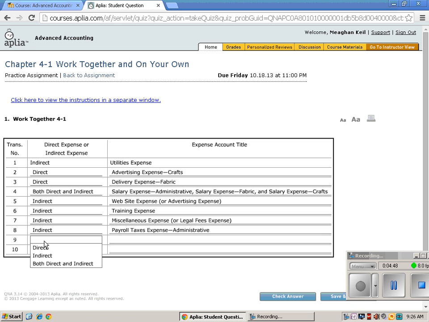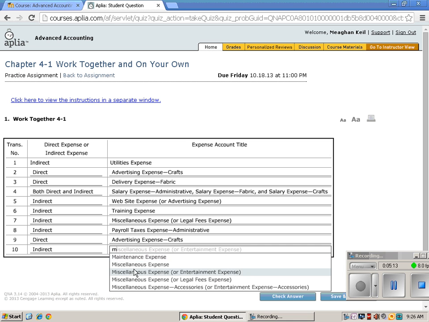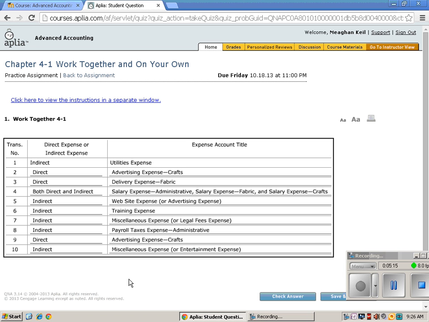Number 9, paid cash for a promotional mailing to past customers to announce a new line of craft supplies. Again, now we're just dealing with our craft department, so it's going to be direct, advertising expense, craft. Number 10, paid cash for food and beverages for the annual employee party. Both departments are invited, so it's going to be an indirect, and it will be a miscellaneous, or again, if you do this frequently, it could be an entertainment expense if you have it in your chart of accounts.